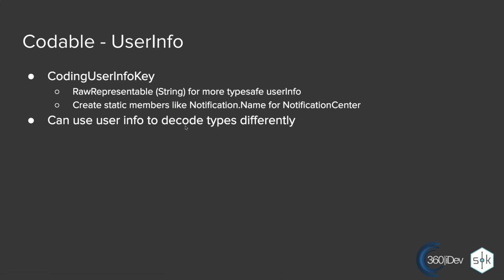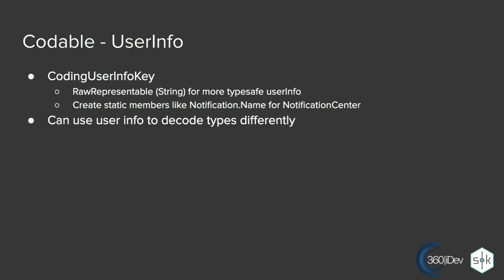One thing we didn't really touch, I just made an empty user info at the beginning and continued to pass it along. This is a place where you can pass information that an object might want from the decoder itself. It's just a raw representable with a string value underneath it. If you've worked with Notification Center, the same way that you might want to create your own static property on notification.name, you can just create your own coding user info key.